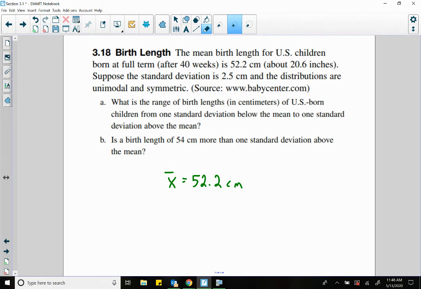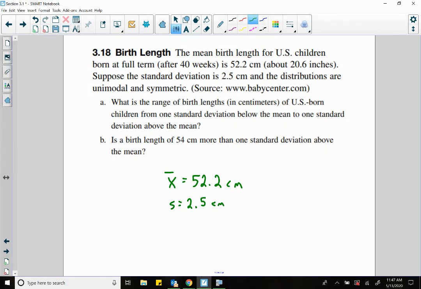That's also important for your symmetric data, because we are dealing with symmetric. We want it to be unimodal, not bimodal. We want unimodal for this. Symmetric and unimodal is really good for standard deviation and means. All right, so they told us that our S up here is 2.5 centimeters. It says, what is the range of birth lengths of US born children from 1 standard deviation below to 1 standard deviation above?